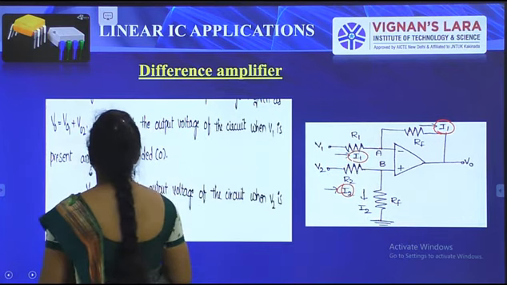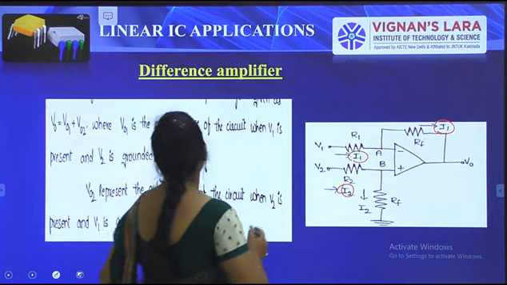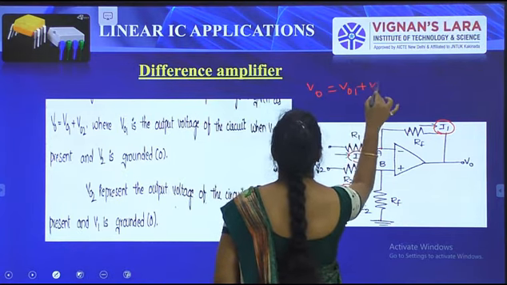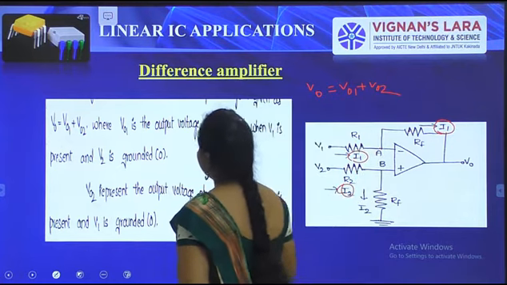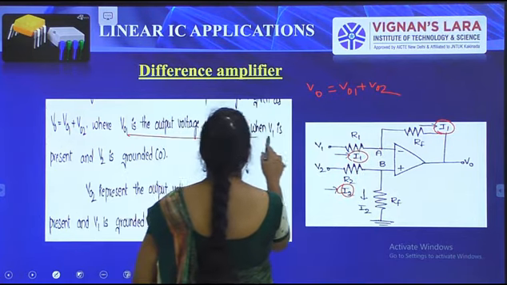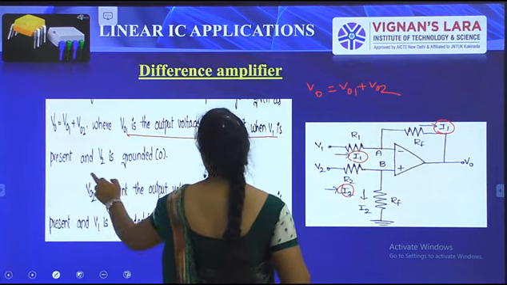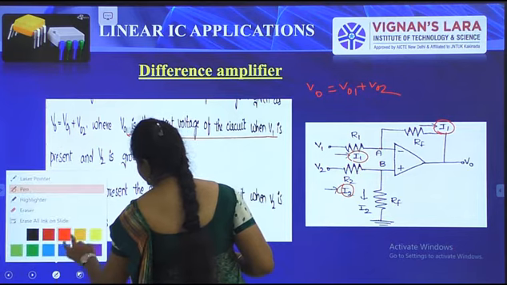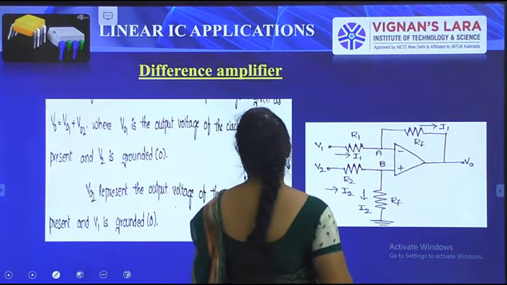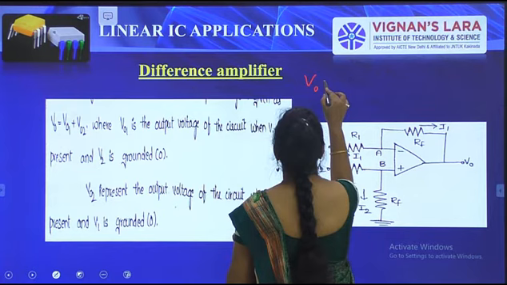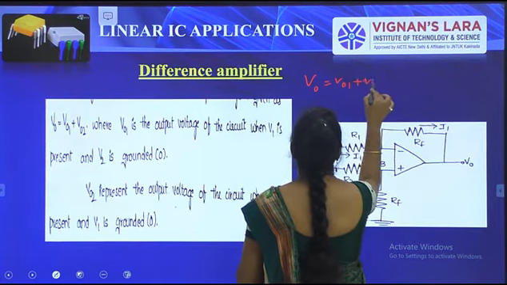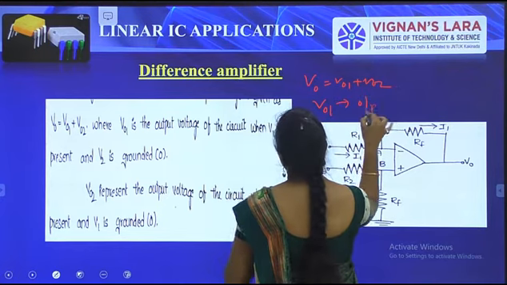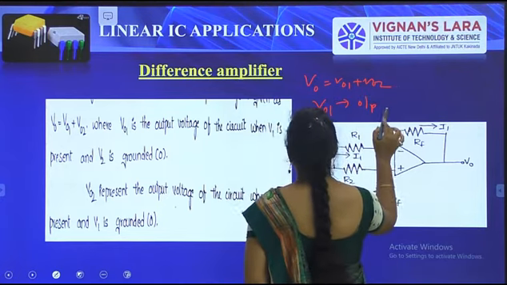So here we have a difference amplifier, which means V0 is equal to V01 plus V02. Here V01 is the output voltage of the circuit when V1 is present and V2 is grounded. When we take the output, V output is equal to V01 plus V02.